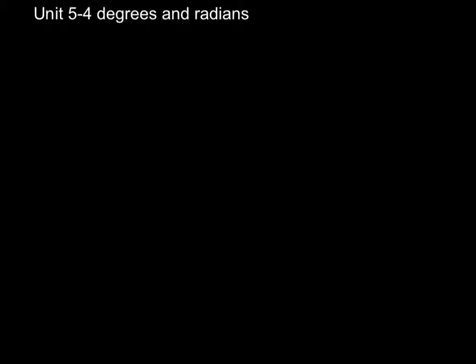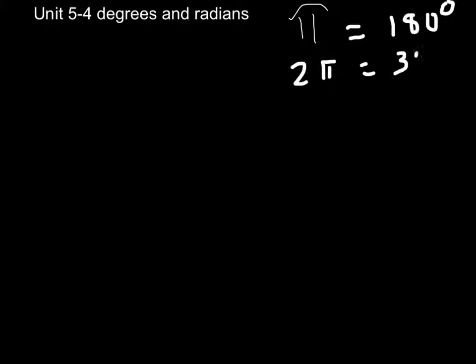Real quickly, I want to show you what a radian is equal to. Pi, which is our normal 3.1415 number, is the same as 180 degrees, or 2 pi is the same as 360 degrees. So you can use either one of these as a conversion when you're converting from degrees to radians or radians to degrees.